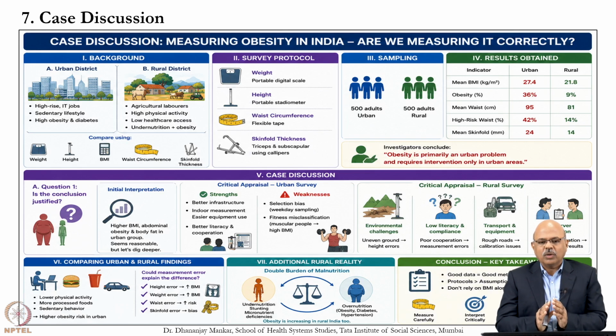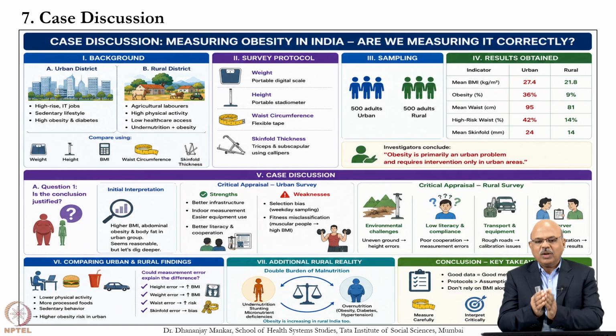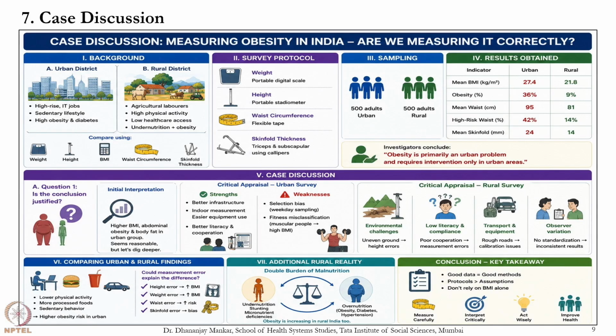So the additional rural reality is something very different. In rural reality, there is a double burden of malnutrition. So obesity is increasing in rural India too. Why? The reason is undernutrition, like stunting and micronutrient deficiencies, with additional overnutrition, which is pointing towards obesity, diabetes and hypertension. So what is the conclusion for this case study?